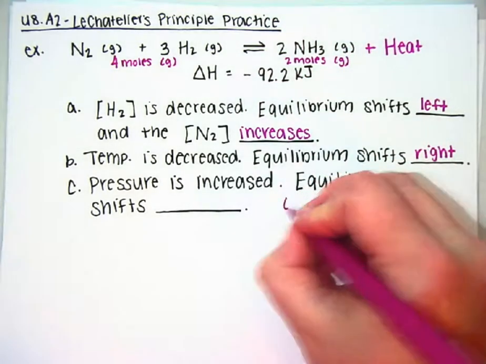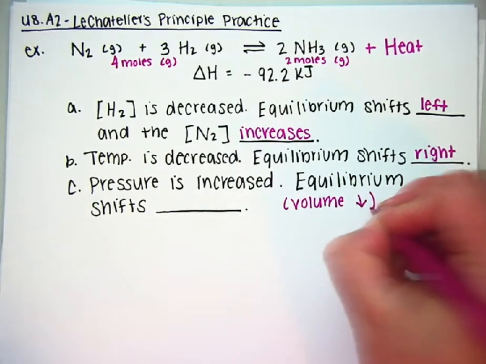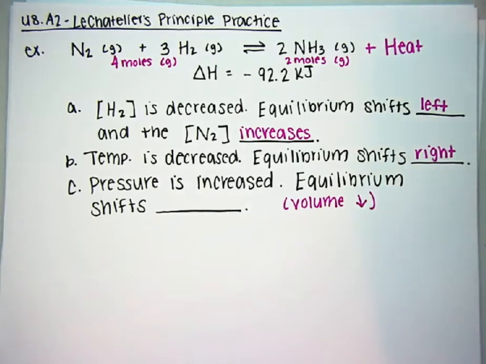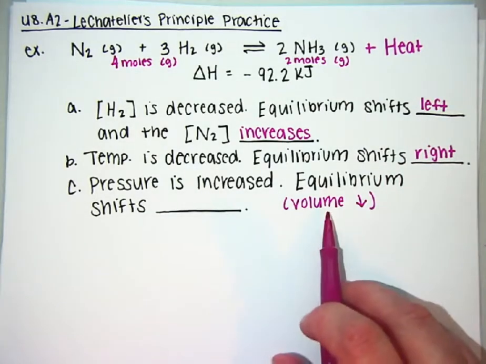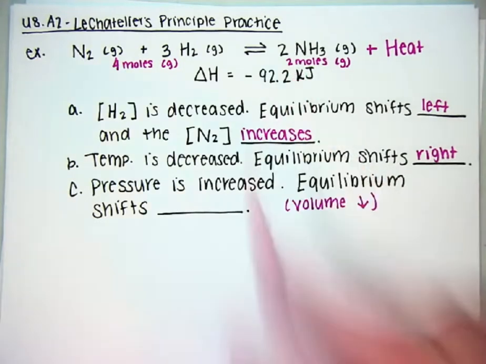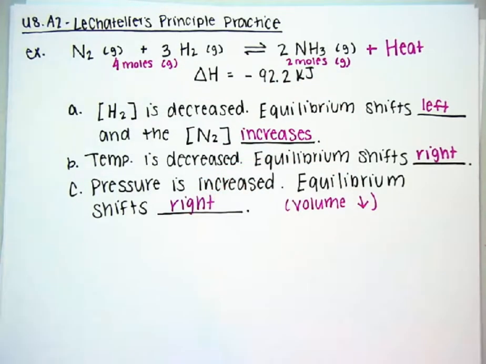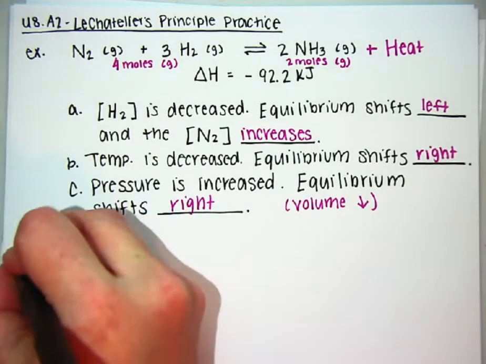So if pressure is increased, that means volume decreased. They're inversely related. If pressure goes up, volume goes down. If I have less space, it's going to shift to the side with less moles of gas. So equilibrium shifts right. Let's try another one. Let's look at a new reaction.